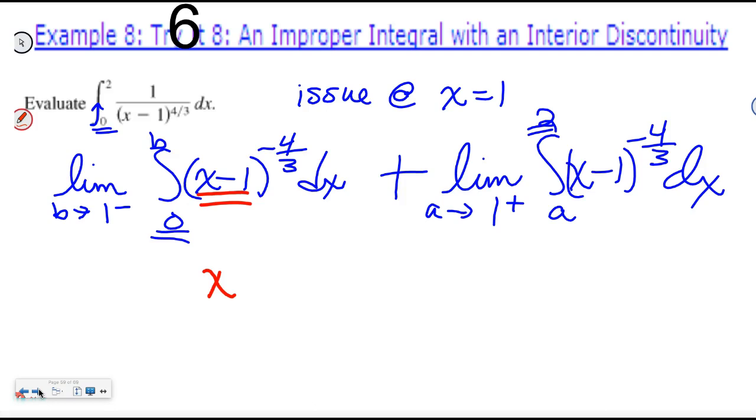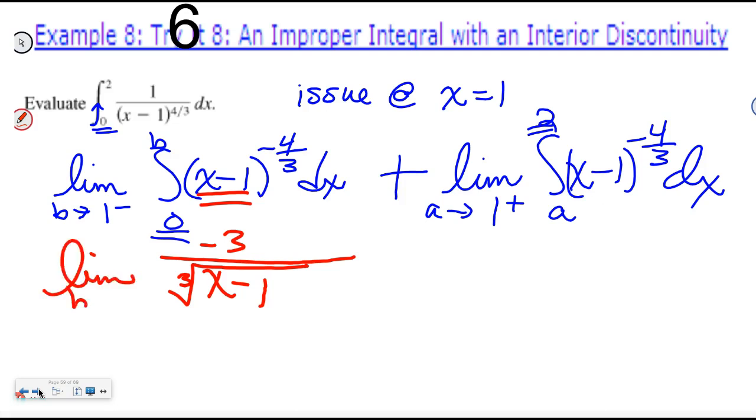Negative 1/3. So I'm going to put the cubed root of x minus 1 on the bottom of a fraction, and then divided by negative 1/3 times negative 3. So I'm going slow on these because there's a lot of detail. This is actually a hard section, I think, but you guys are tackling it well. So that's my first one.